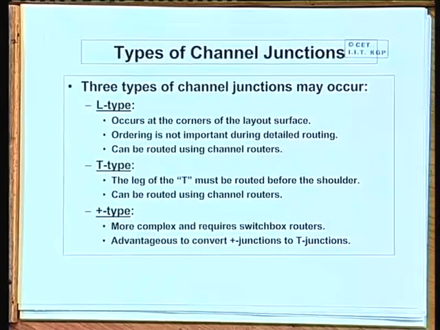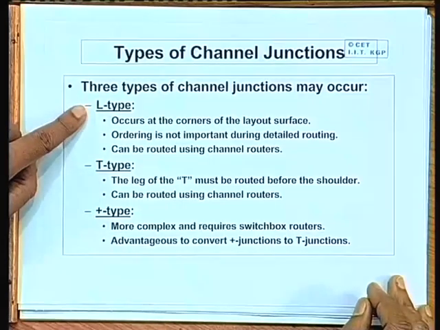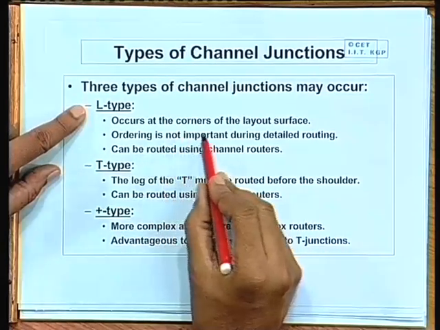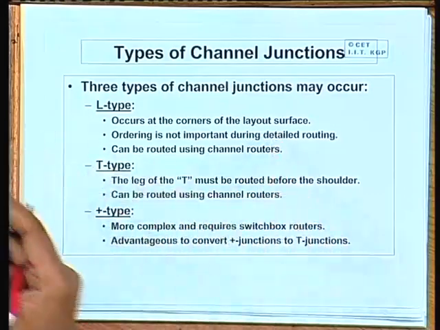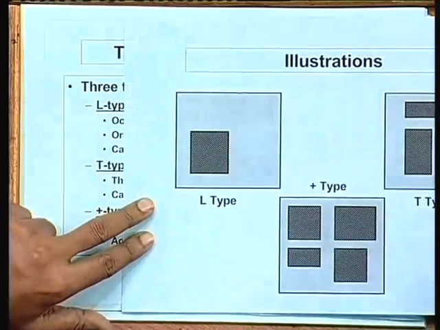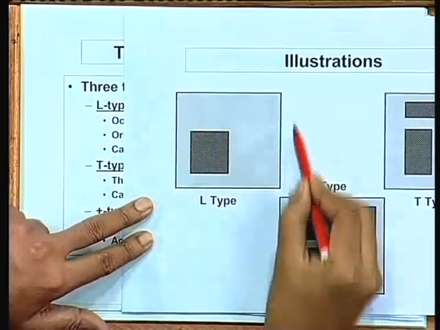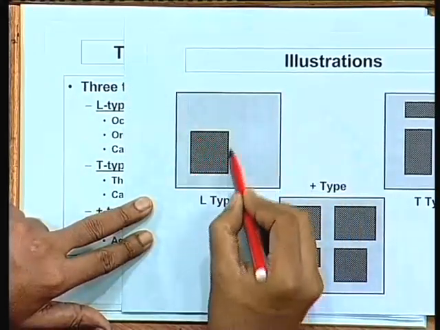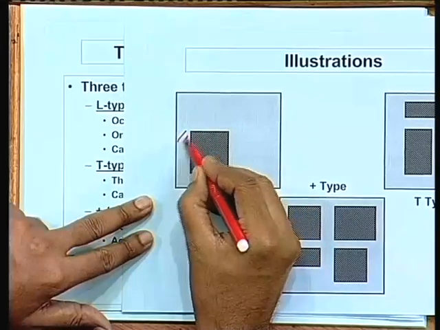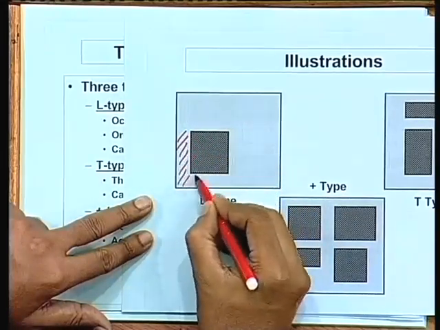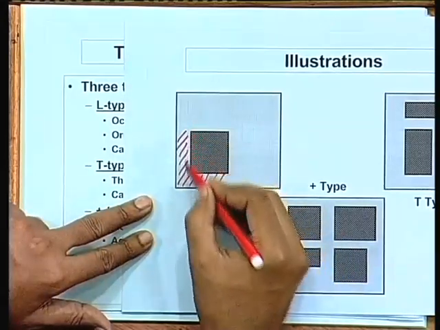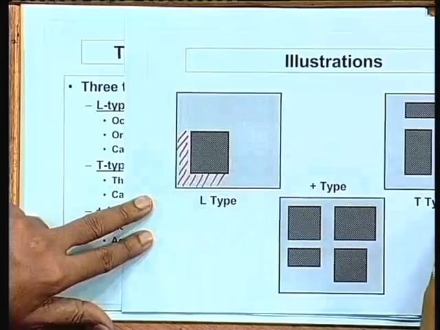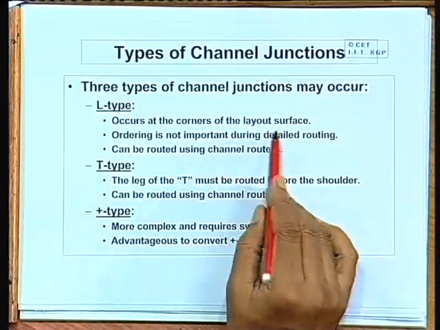One is the L type channel junctions, which can occur near the corners of the layout surface. Like I have an illustrative example slide. Say here, suppose this is a layout and there is a block near the corner. This is a layout channel. From here you may want to route some nets. This has a shape of an L, right. So, this occurs near the corners.